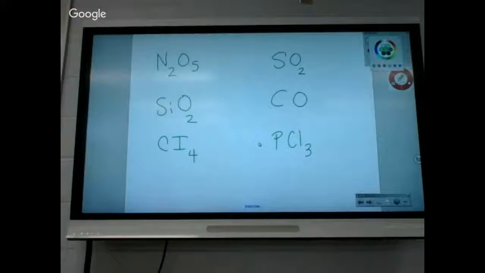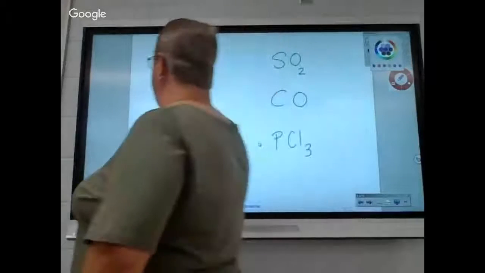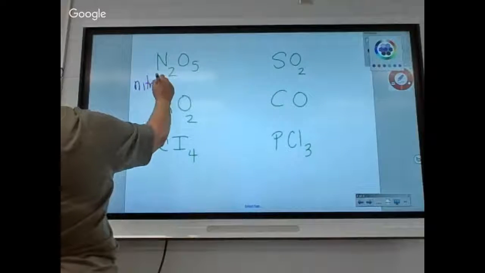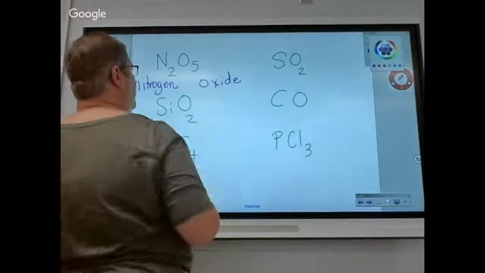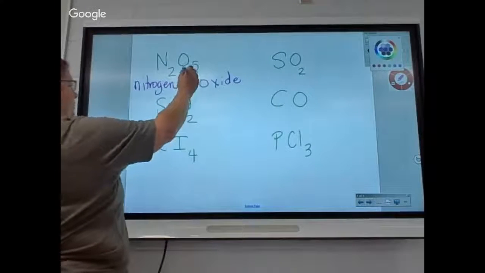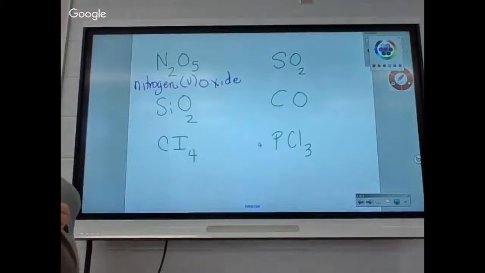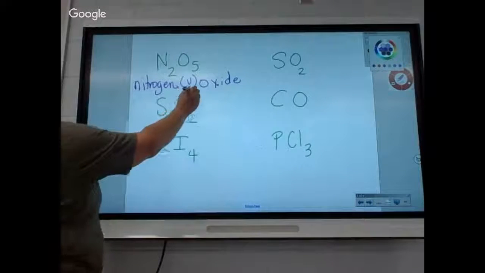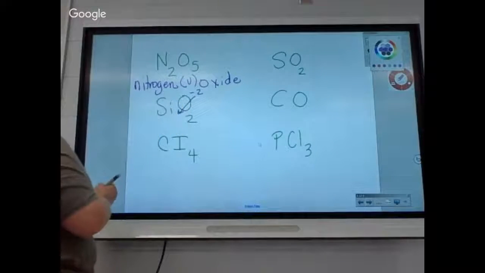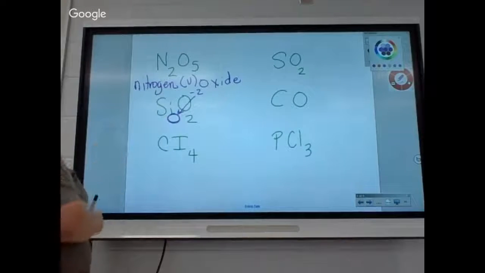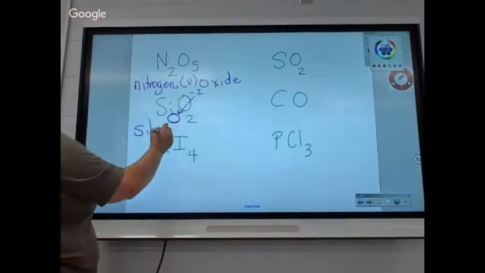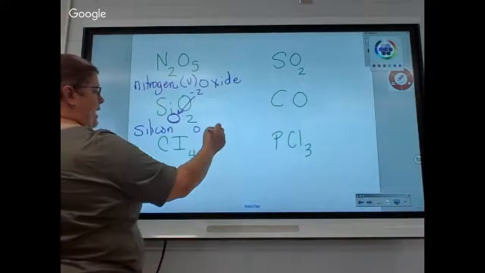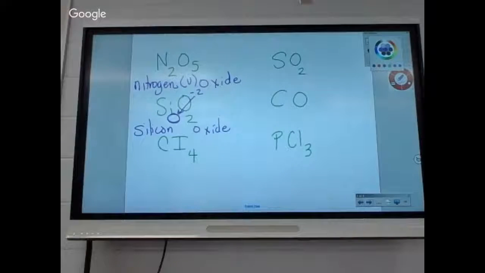So if N2O5 is the compound you're naming, was it reduced? No. So nitrogen oxide, and what Roman numeral do you use if it was not reduced? 5. Put a 5. All right, SiO2, was it reduced? Yes. There's a -2 for oxygen, and is it right here in this spot where it's supposed to be? No, it's not there, which is what tells you it was reduced. So silicon oxide.